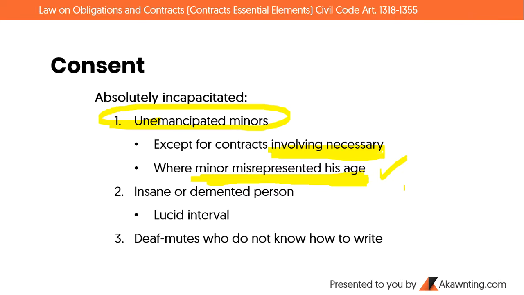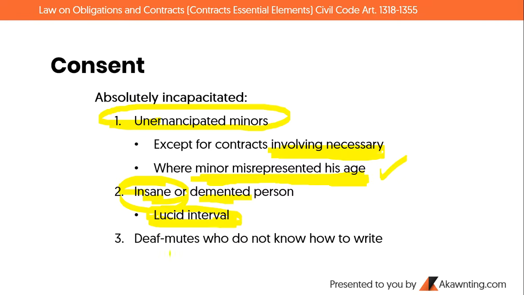So next, insane or demented person. Baliw or demented. So we have a person with usually Alzheimer, yung kakalimutin, mga ganun. Pero ang exemption natin diyan yung lucid interval. Ito yung time na yung baliw nasa katinuan. So pwede kang makipagkontrata sa isang baliw habang nasa kanyang lucid interval or matino yung kanyang pag-iisip at that moment. And lastly, number 3, deaf mutes who do not know how to write.